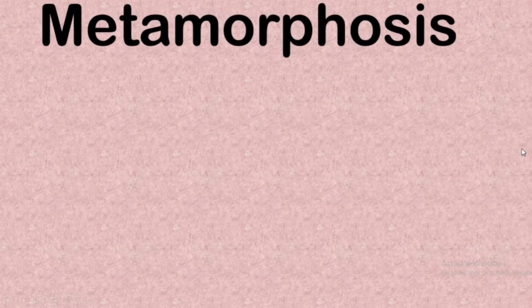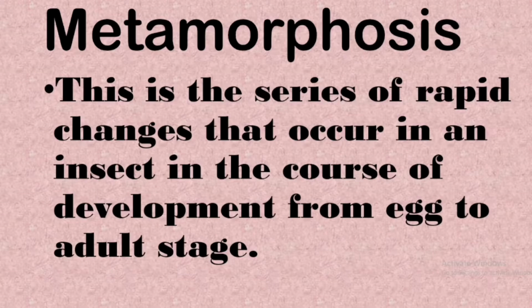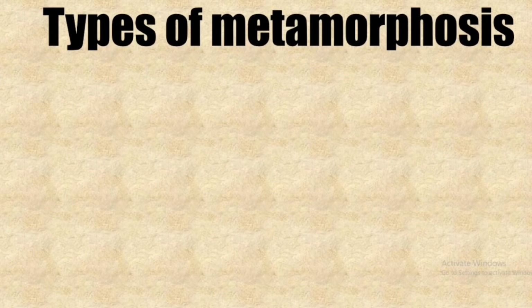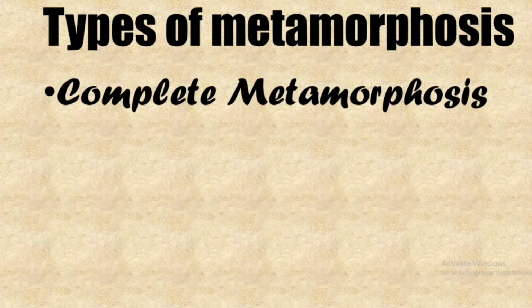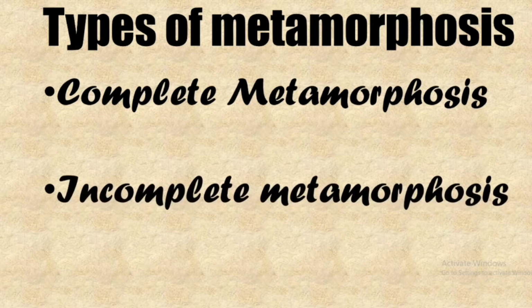Now, in order for you to be able to understand the topic clearly, come to class. Metamorphosis. This can be defined as the series of rapid changes that occur in an insect in the course of development from egg to adult stage, which means all insects have to pass through this stage from egg until they become adults. Basically, we have two types. They are complete metamorphosis and the incomplete metamorphosis.